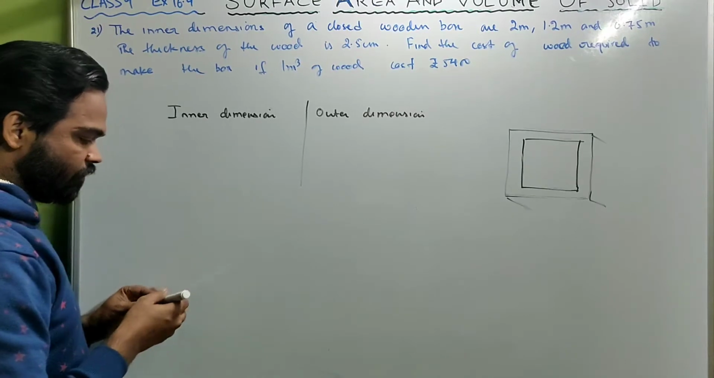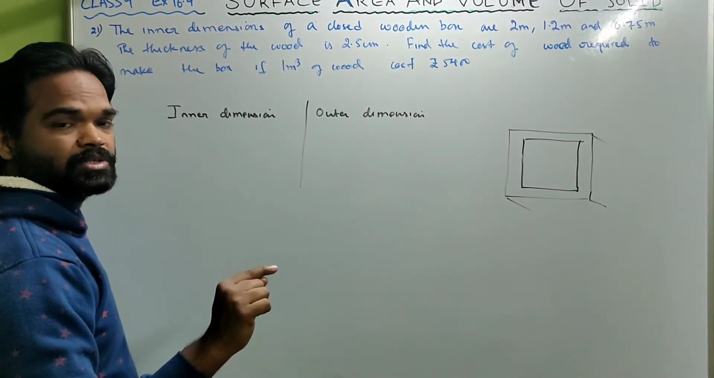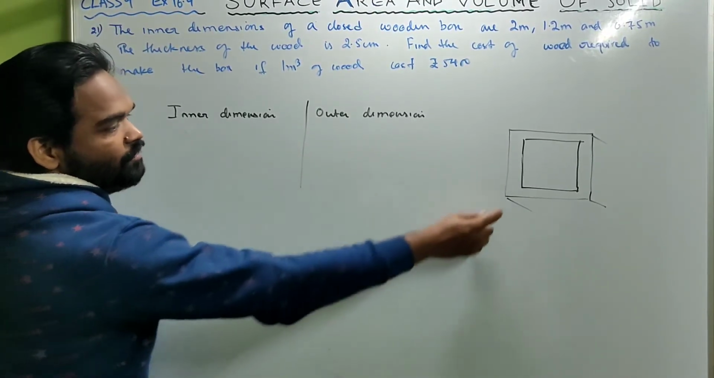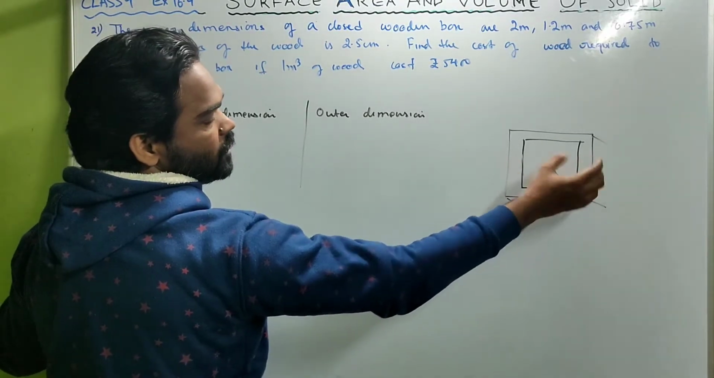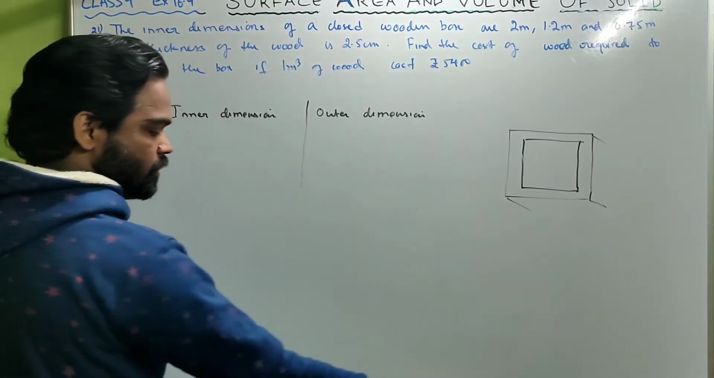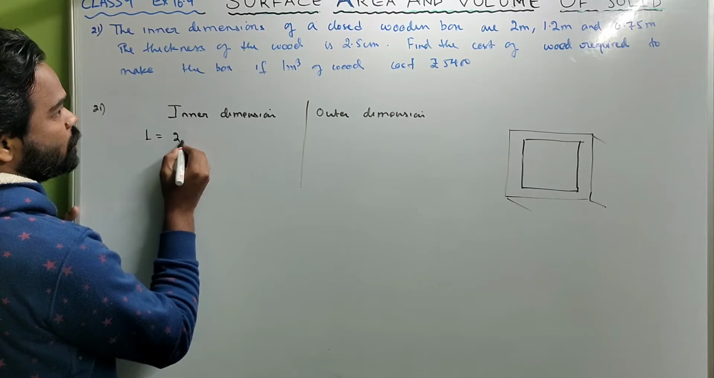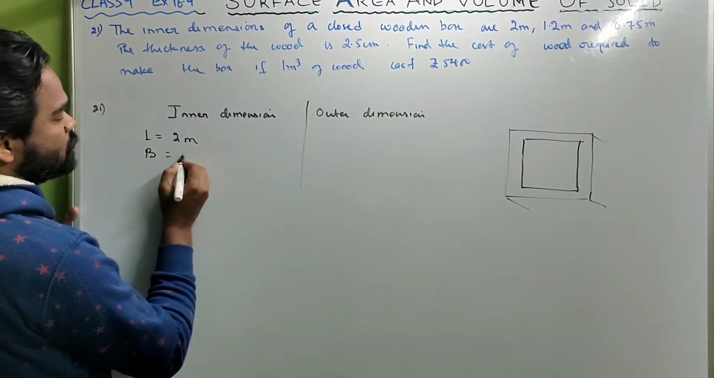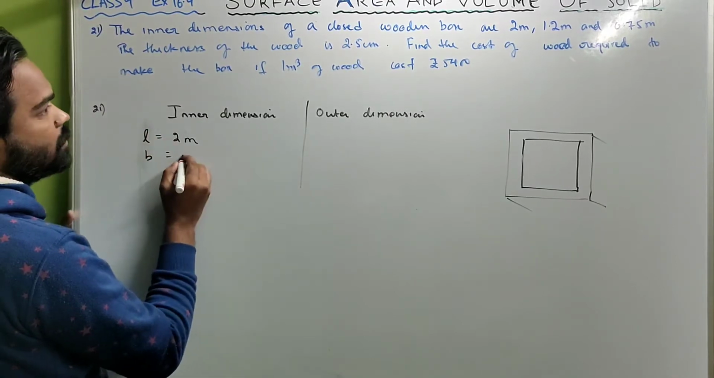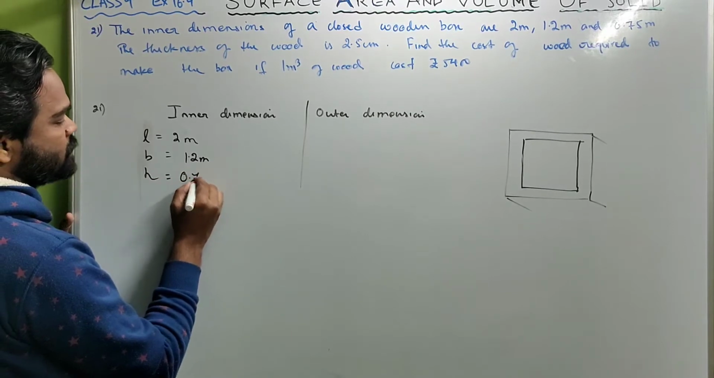So first of all, the volume of the wood in this case will be the outer volume minus the inner volume. If you subtract the inner volume from the outer volume, you get the volume of the wood required, isn't it? So first thing what we'll do, inner dimension is what? Length is 2 meter, breadth is, I'll write small l and small b, that's 1.2 meter, and the height is 0.75 meter.